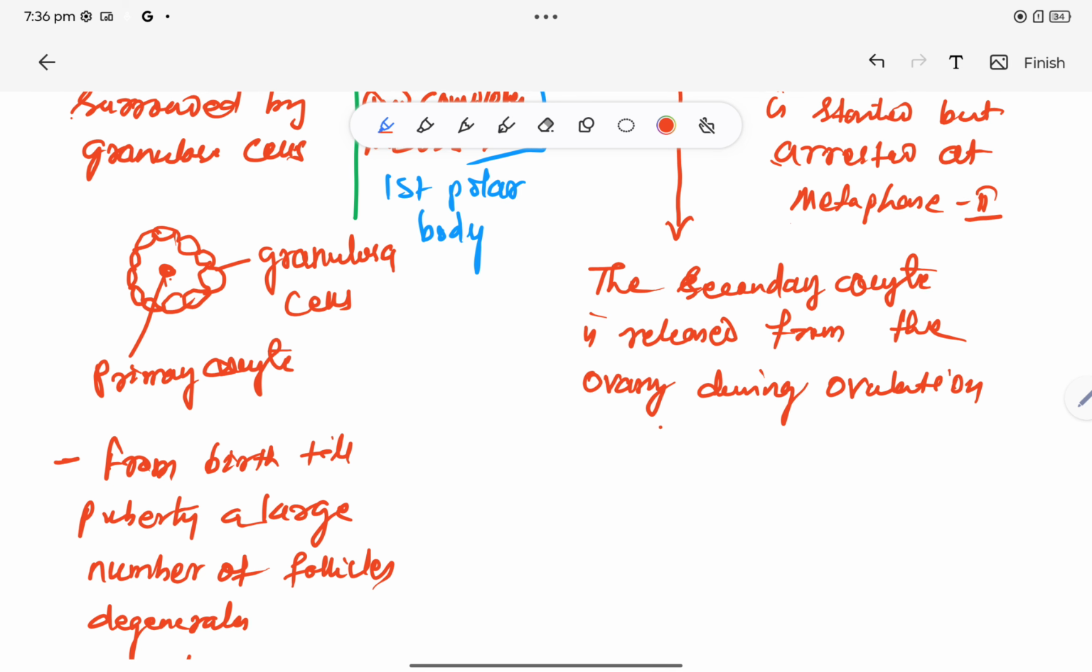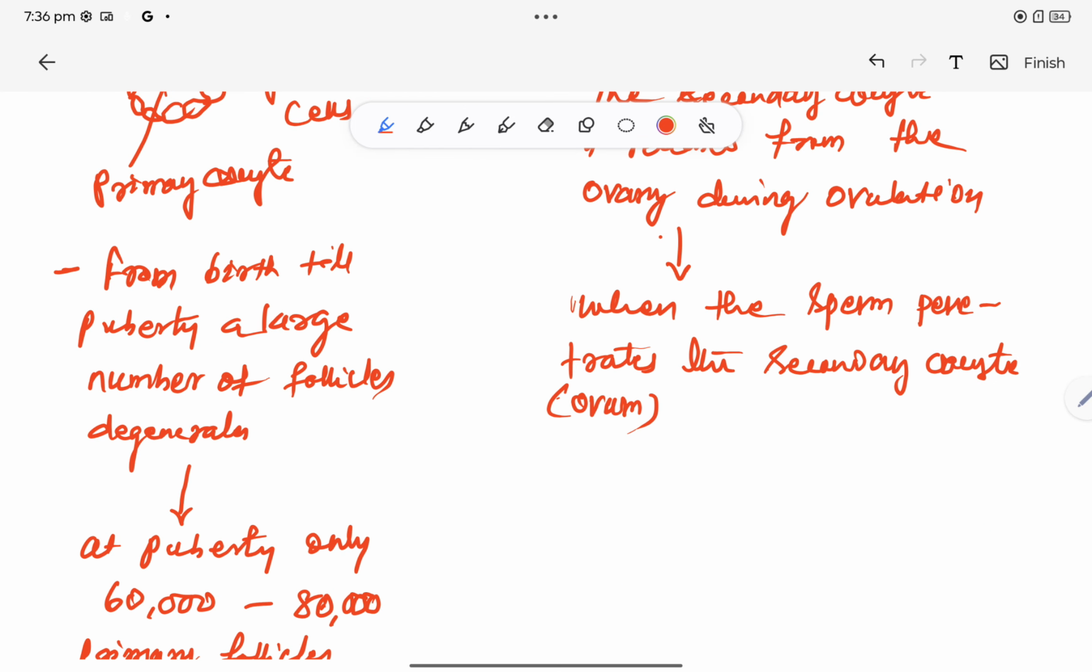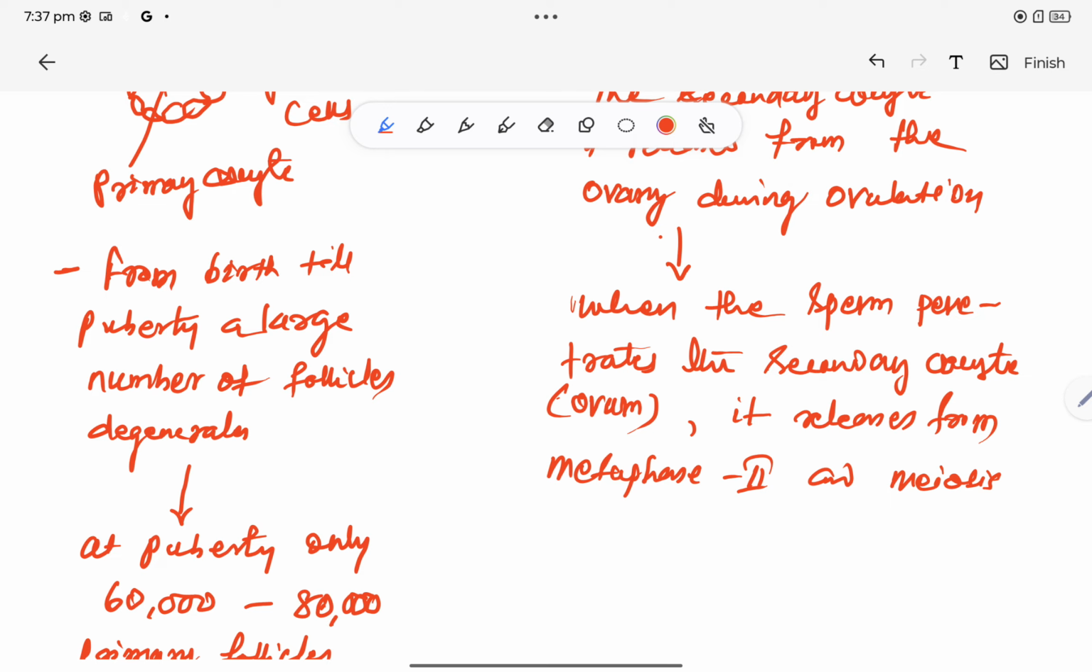Now when the sperm penetrates the ovum, ovum यानी secondary oocyte means ovum, it releases from metaphase 2 and meiosis 2 is completed. तो ये कब होता है? एट द टाइम ऑफ फर्टिलाइजेशन.